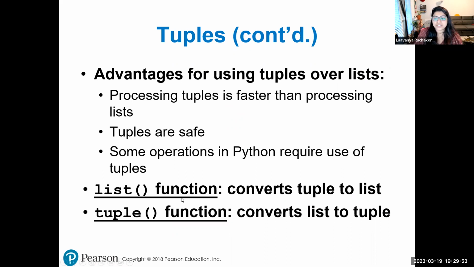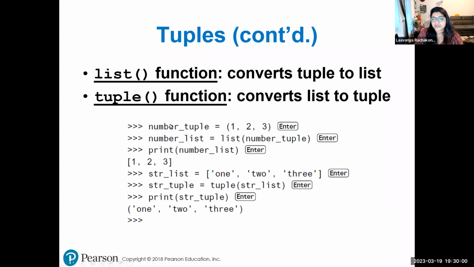So the list function will convert a tuple to a list, and the tuple function will convert a list to a tuple. So let's say this is a number tuple, that is 1, 2, 3. Number list is list of number tuple. Now when you print, this is your output. Same thing with a string list, and you're converting that to a tuple string, then you will see a string with tuples. Okay, so with that, we are done with tuples.